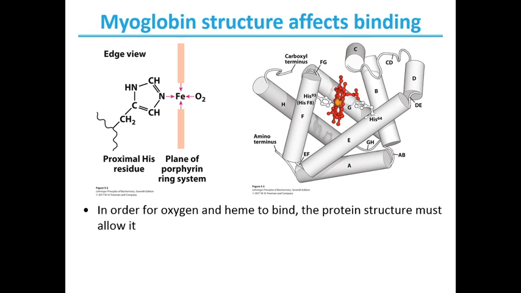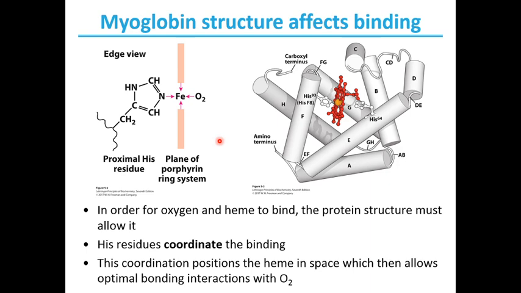In order for oxygen and heme to bind, the protein structure must allow it to happen. In globins, for example myoglobin, one of these two coordination bonds is occupied by the side chain of a proximal histidine residue. The other is the binding site for molecular oxygen. The coordination positions the heme in space, which then allows optimal interactions with oxygen.